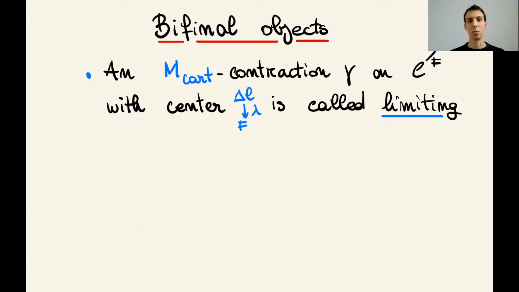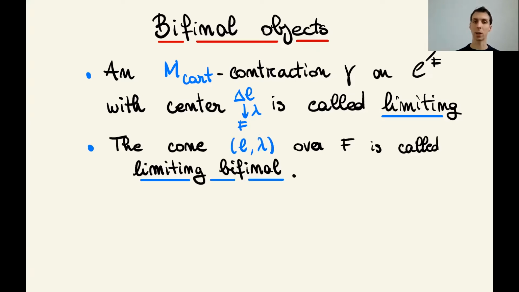So with this notion of marking, an M-cart contraction gamma with center this lax natural transformation from L to F, this lax cone, if you want, is called limiting. But we said that two contractions with the same center are isomorphic. So we can just say that the lax cone L lambda over F is called limiting bifinal, if it is with respect to this marking. Okay?